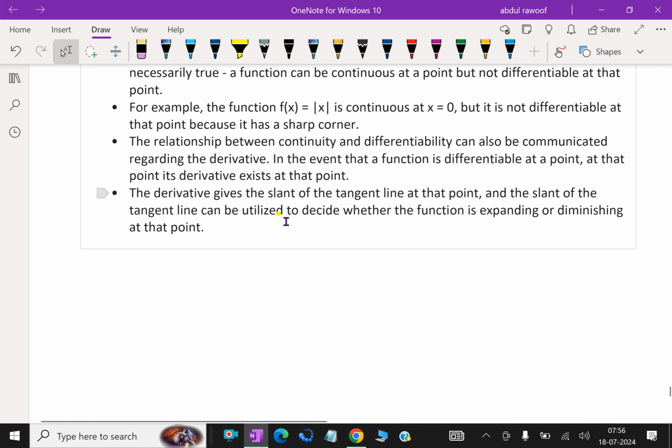The derivative gives the slope of the tangent line at the point, and the slope of the tangent line can be utilized to decide whether the function is increasing or decreasing at that point.